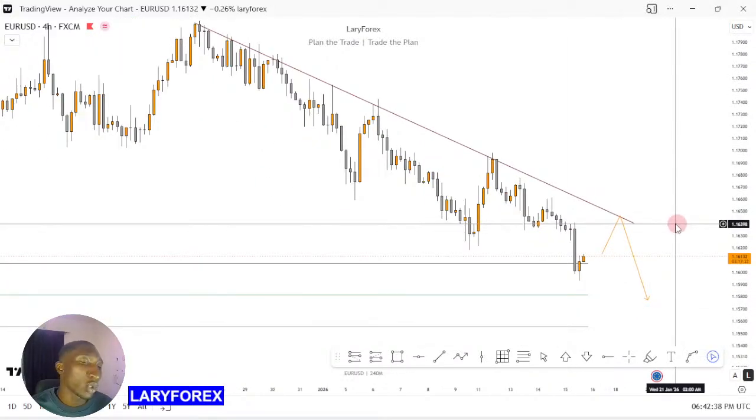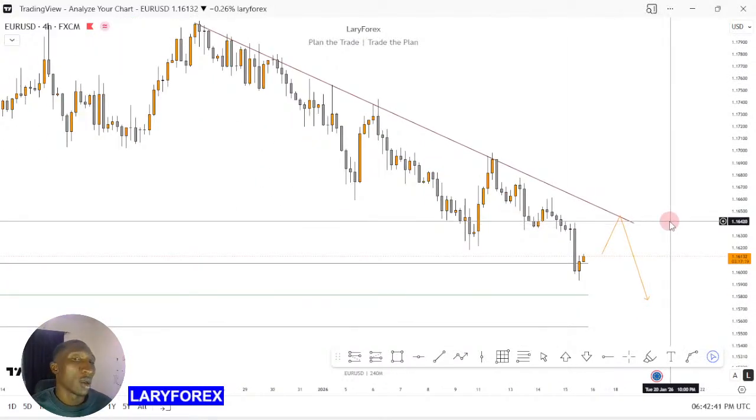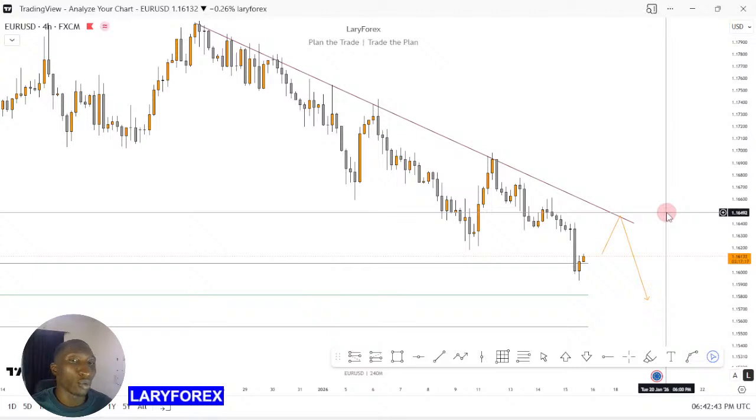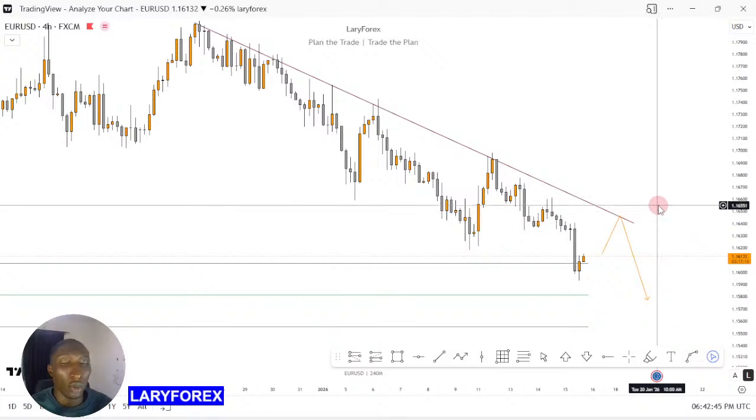We will now go down to our 15 minutes time frame to see what price is doing there, or our 5 minutes time frame to see if the trend is already changing on the lower time frame.